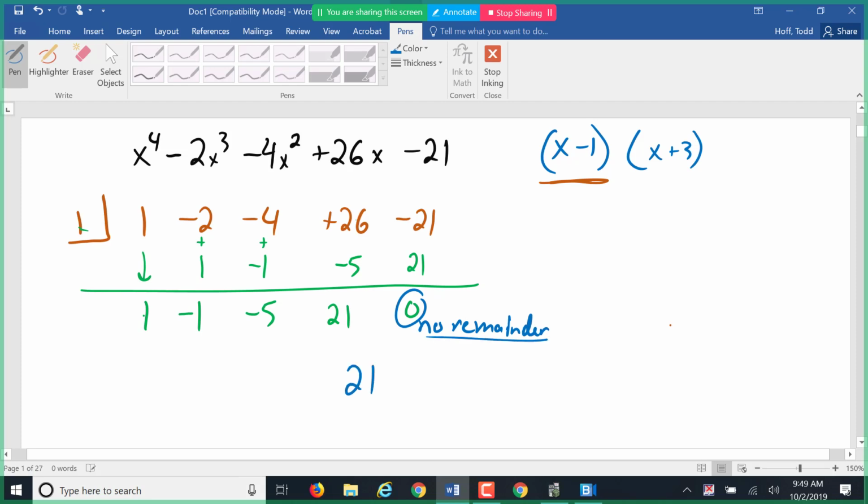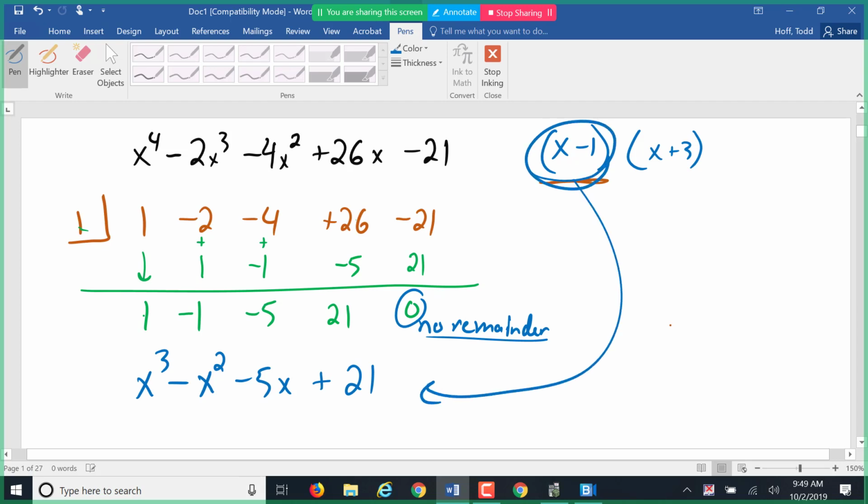The 21 is our constant term. It's positive. The negative 5 is our x term. Negative 1, that's negative x squared. And the positive 1, that's x to the third. So after we've divided out the x minus 1, that's what's left over.